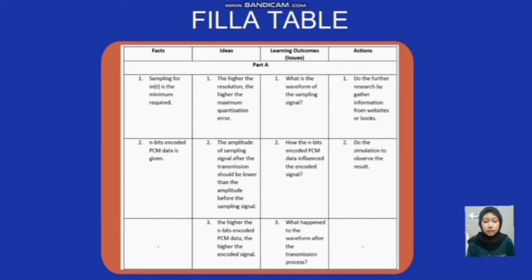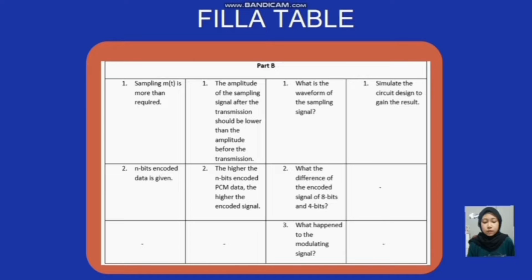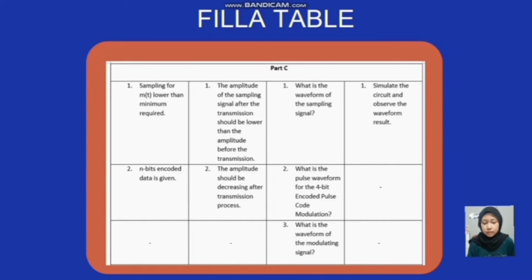For the action for part A, our group did further research, gathering information from websites and books. We also did the simulation to observe the result. Part B is actually the same as part A, but the difference is the sampling is more than required. Then for part C, the sampling required is lower than minimum.